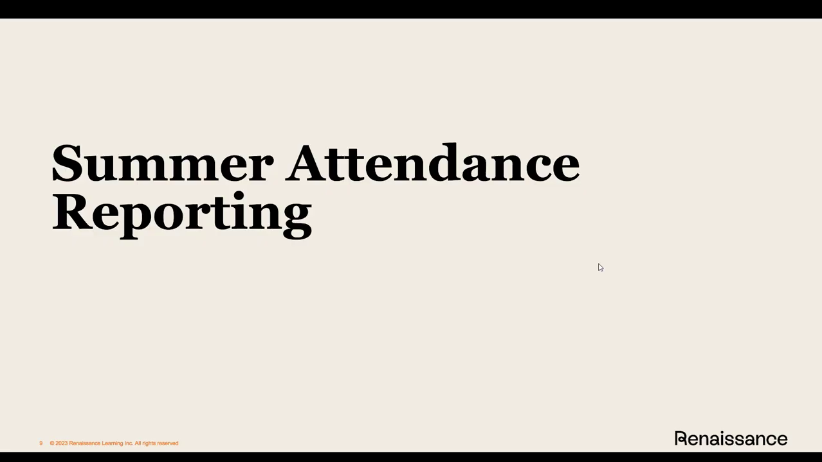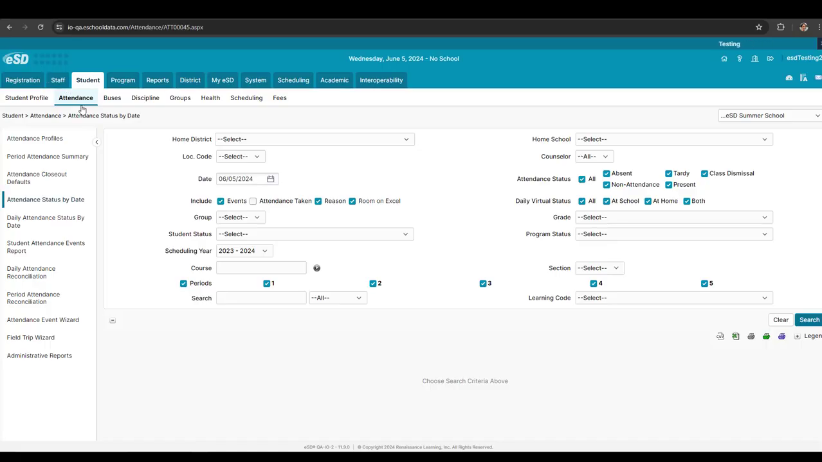The next update for summer school is in relation to attendance reporting. If we navigate to student attendance and attendance status by date, previously this report was only pulling in student details for the current school year, and since summer school runs in the future school year, you were not able to use this report accurately for any summer school sessions. Now we've provided a scheduling year dropdown so that again you can go in and you can run this report for your future year for summer school so that this report is accessible in those buildings.